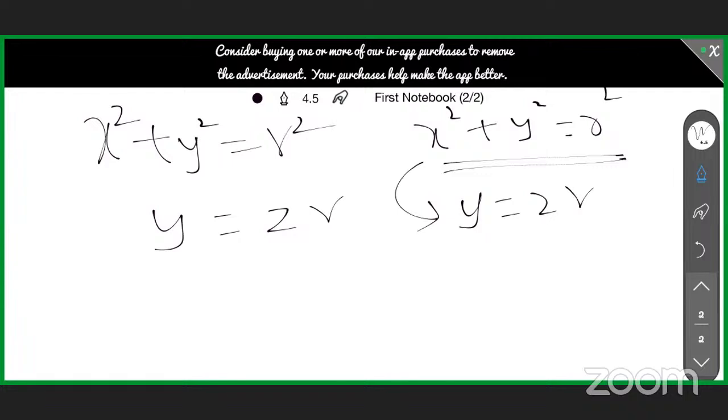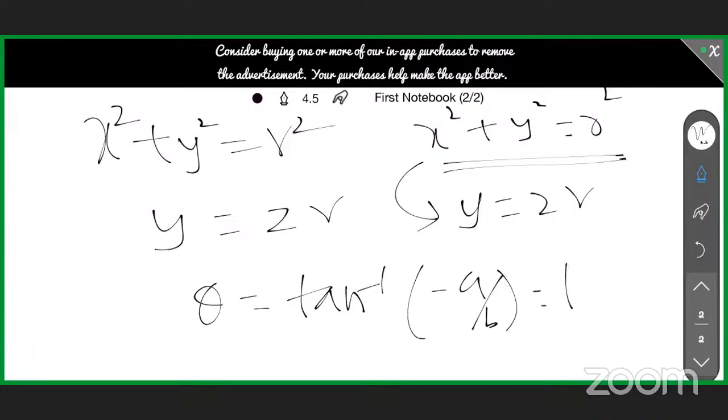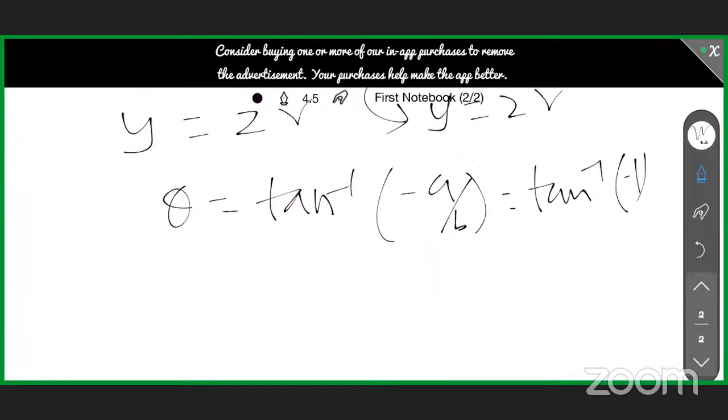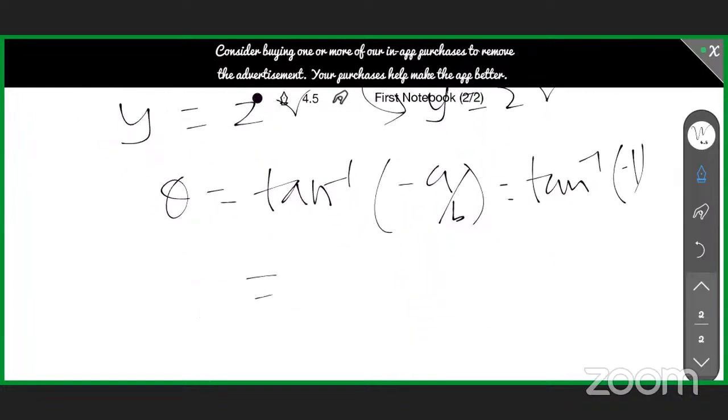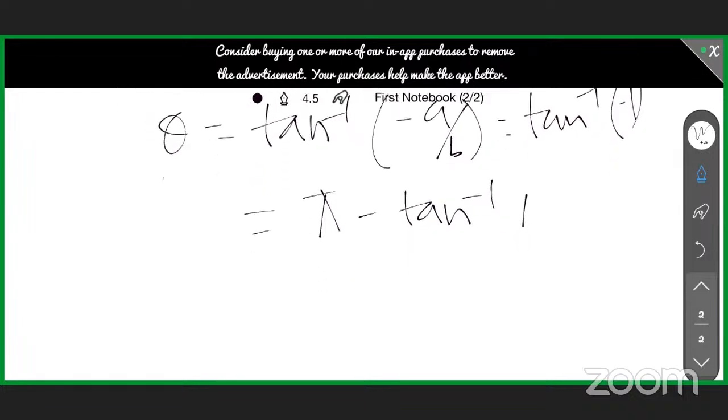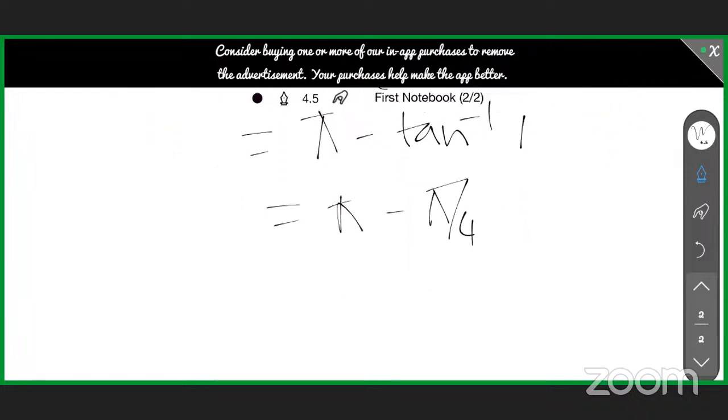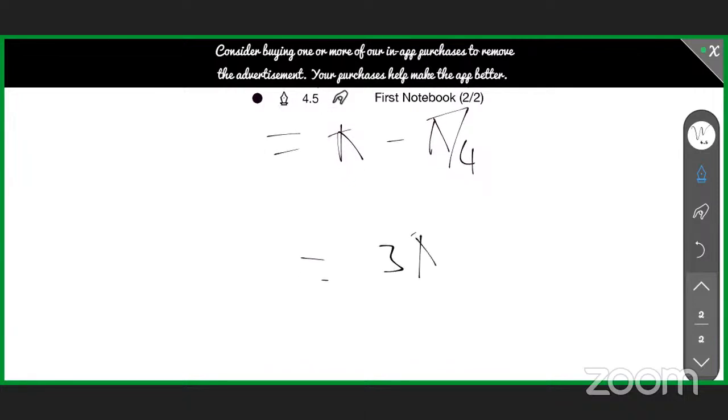So that means what is happening? I have to find my theta. Theta is equal to tan inverse of minus a by b, that is equal to half tan inverse of minus 1. When do we get minus? Pi minus tan inverse of 1, that is equal to pi minus pi by 4, that is equal to 3 pi by 4.